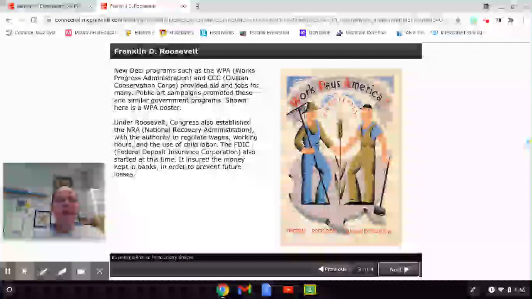New Deal programs such as the WPA, or the Works Progress Administration, and the CCC, Civilian Conservation Corps, provided aid and jobs for many. Public art campaigns promoted these and had similar government programs, shown here as a WPA poster. Under Roosevelt, Congress also established the NRA, which is the National Recovery Administration, with the authority to regulate wages, working hours, and the use of child labor. The FDIC, or the Federal Deposit Insurance Corporation, also started at this time. It insured the money kept in banks in order to prevent future losses.